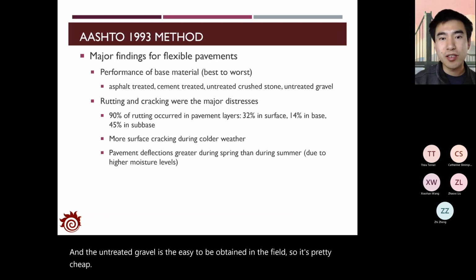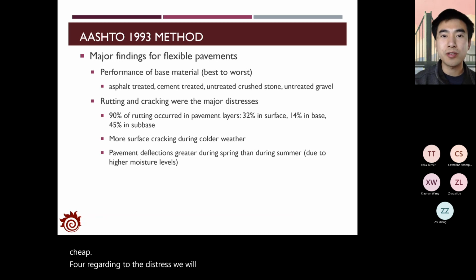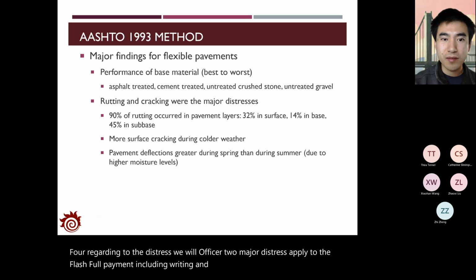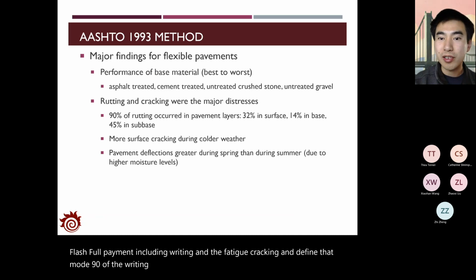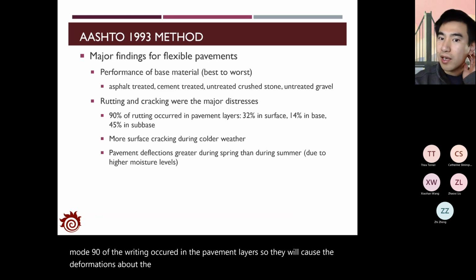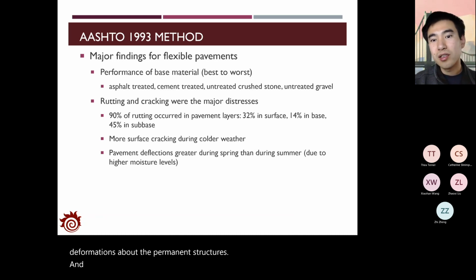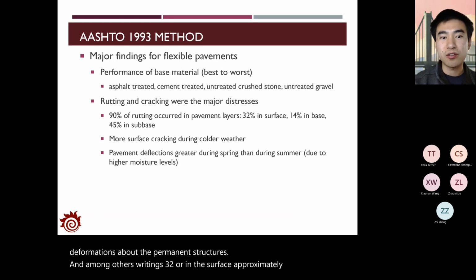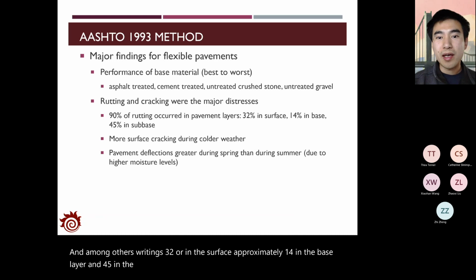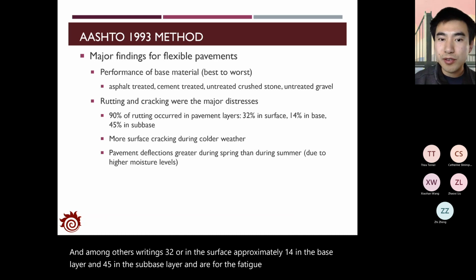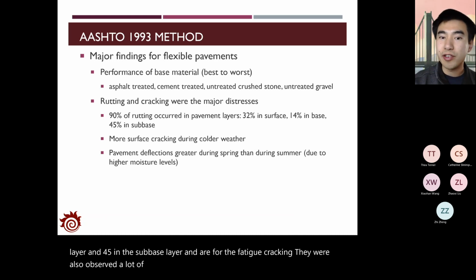Regarding distress, we will observe two major distresses applied to the flexible pavement, including rutting and fatigue cracking. They found that 90% of the rutting occurred in the pavement layers, so they cause deformations of the pavement structures. Among all those ruttings, 32% are in the surface, approximately 14% in the base layer, and 45% in the subbase layer. For the fatigue cracking, they also observed a lot of cracking during the winter time.